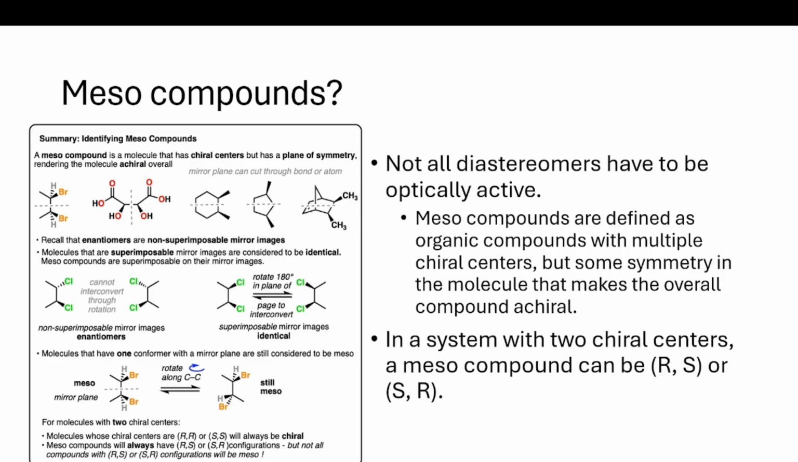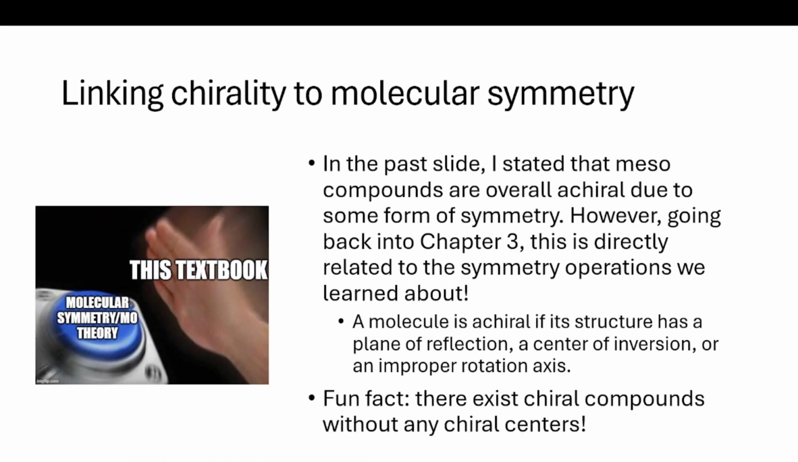And so, in a system with 2 chiral centers, for example, a meso compound will be R and S, or S and R. And that's because there's going to be some sort of symmetry that exists, such as a mirror plane. And in fact, linking this to molecular symmetry, if we have a plane of reflection, a center of inversion, or some improper rotation axis, as we described back in chapter 3, then we can determine if we have a meso compound and if the molecule is achiral.